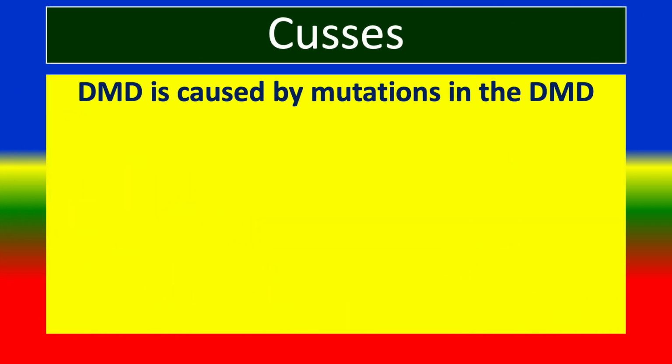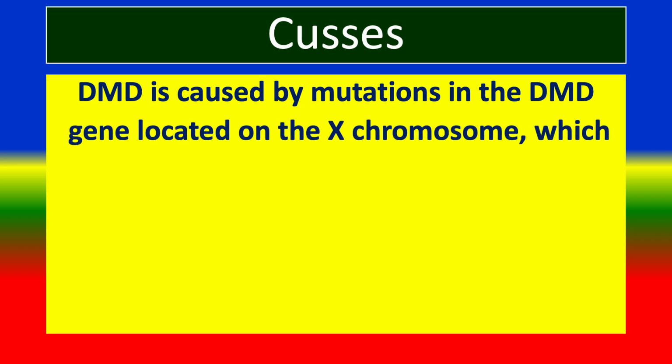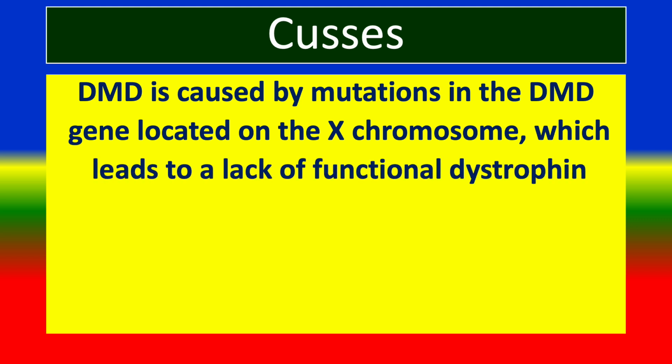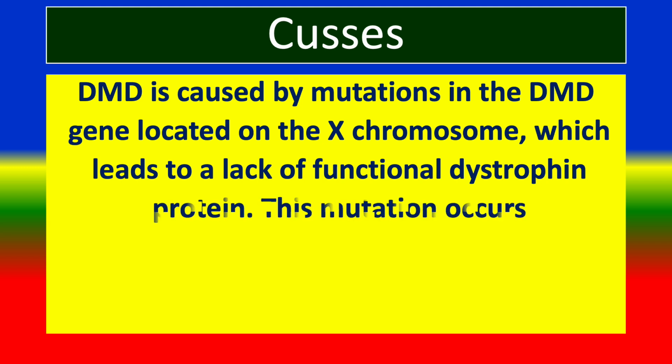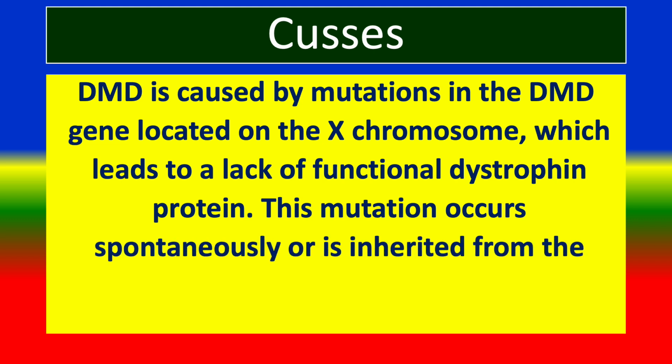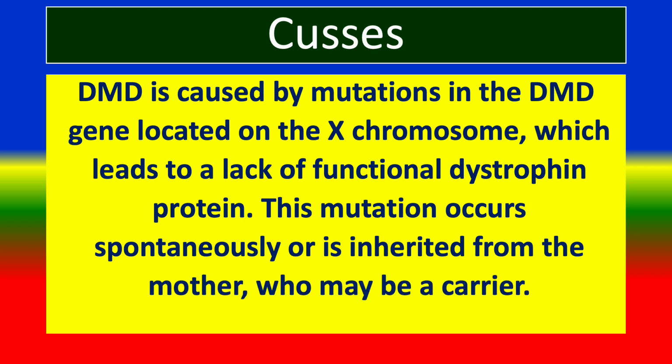Causes. DMD is caused by mutations in the DMD gene located on the X chromosome, which leads to a lack of functional dystrophin protein. This mutation occurs spontaneously or is inherited from the mother, who may be a carrier.